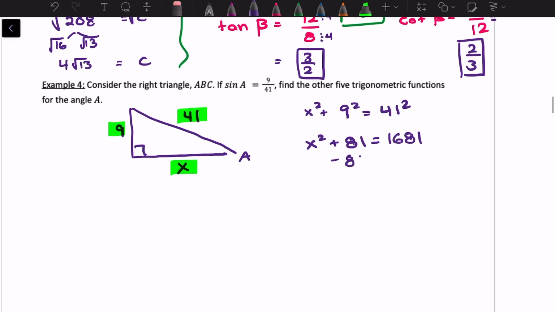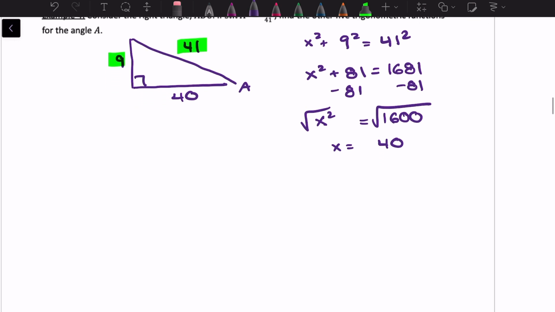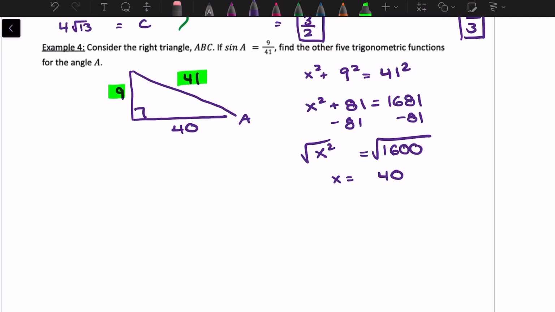I'm going to subtract 81 from both sides. I get 1,600. Square root, square root. And I get that the missing side is 40. So now I know this side right here is actually 40. Now I can find the other trig functions. So I'm going to write sine of A equals 9 over 41 so that I can find cosecant of A, which equals 41 over 9.